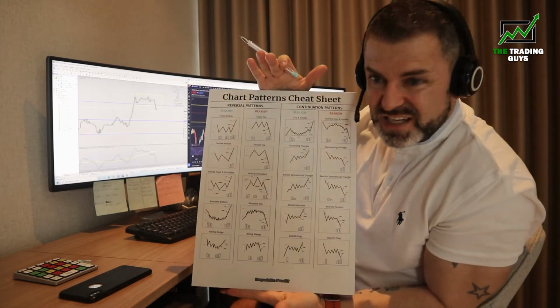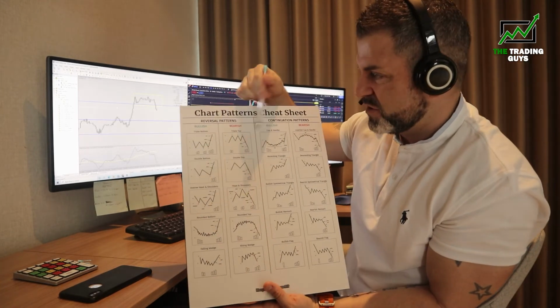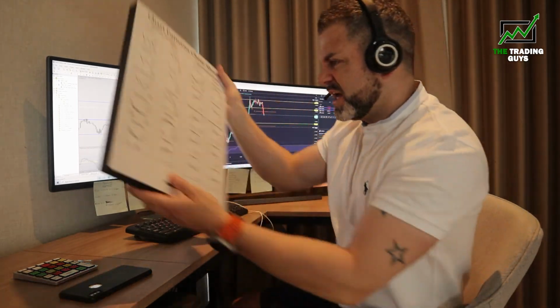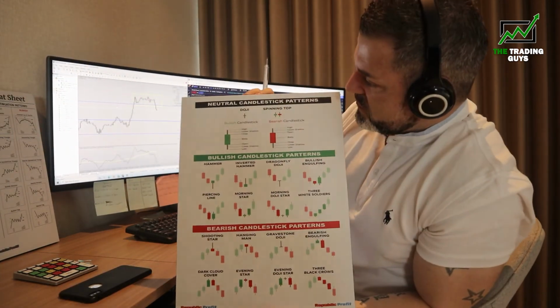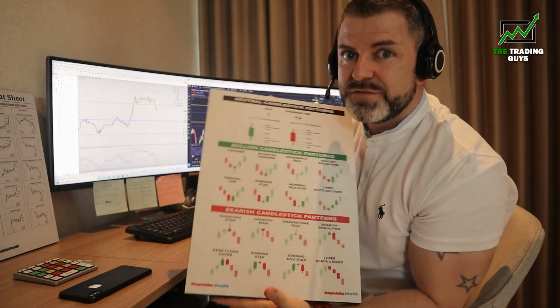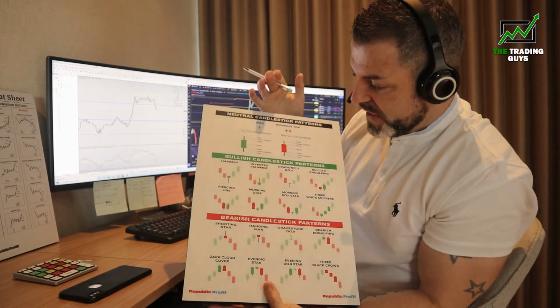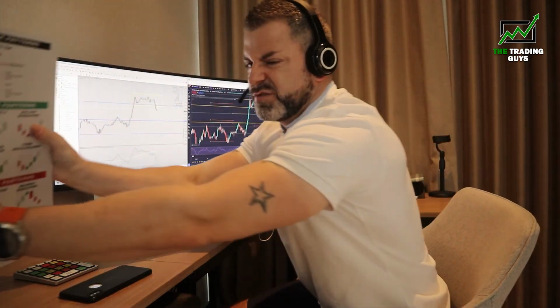But these charts can be bought in pretty much any online shop, all your famous ones, and you have these. This is very, very useful. You can also buy this one if you wish, the candle patterns chart. We're actually going to make up Trading Guys ones and give them out to our members for free. But until that happens, if you want to buy them quickly, you can buy them online yourself. They're pretty cheap and they are worth their weight in gold.